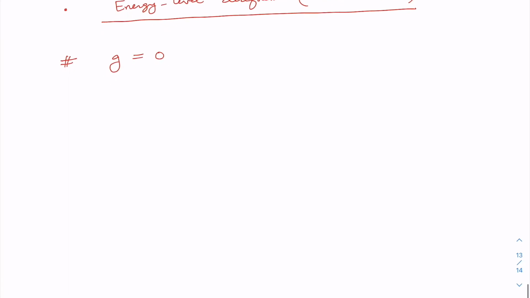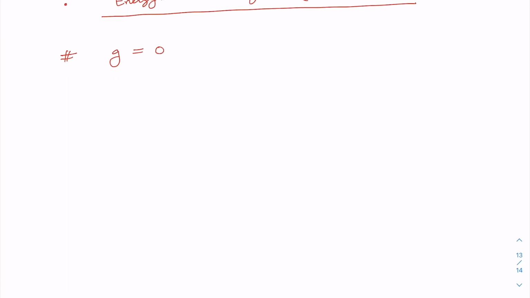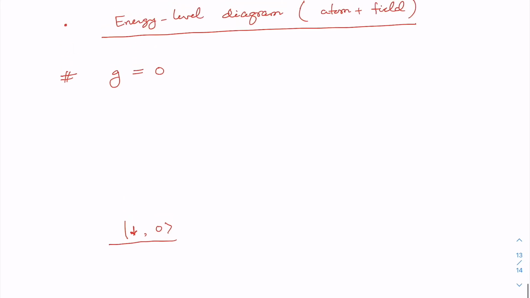We can view the atom as a spin half system, as it has only two energy levels. Let us say the atom is in the ground state. Let me represent it by a down spin here. It is in the ground state and there is no photon in the field mode, zero photons in the field mode. So clearly this is the ground state of the combined system, combined atom and field. So this represents the ground state energy of the system.